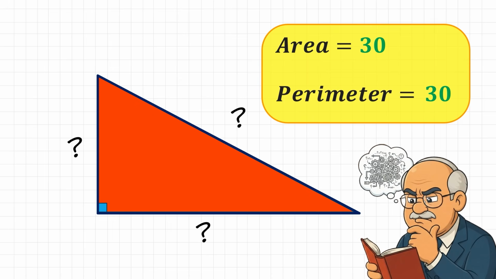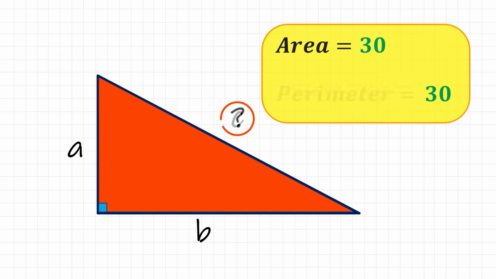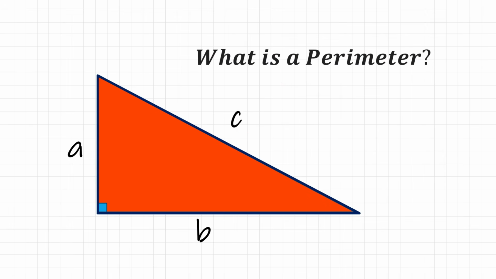To solve a puzzle like this, guessing numbers will only lead to frustration. Instead, we need to translate the mystery into a clear mathematical picture. Let's start by defining our canvas. We will label the base B, the height A, and our longest side, the hypotenuse, C. With our stage set, let's visualize our very first clue.